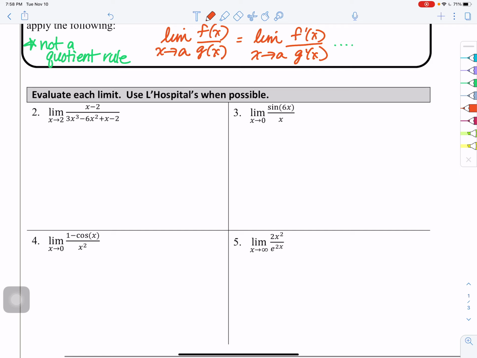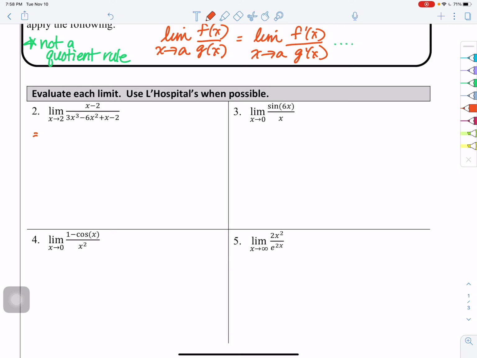So as x approaches 2, remember, we're supposed to save some work. So if we plug 2 in the numerator, we know we get a 0. And I'll tell you right now that the denominator is also 0. That's 24 minus 24. Oh, good. So 24 minus 24 is 0. And then 2 minus 2 is 0. So you can check that, but that is 0 over 0. That is an indeterminate form.